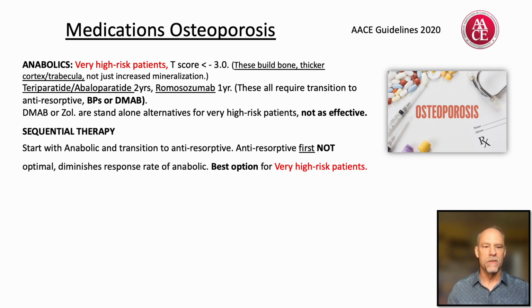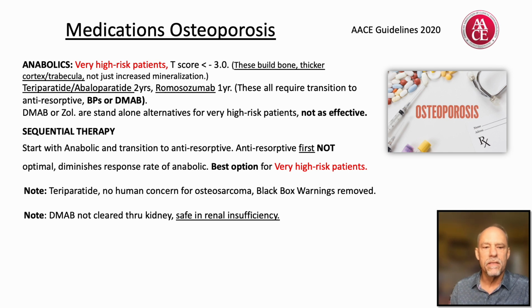Sequential therapy. Say a patient has this high risk, worse than negative 3, then you want to start with an anabolic. Because if you give the anti-resorptive first, like some of the insurance companies want us to do, try the less expensive bisphosphonate oral or otherwise, it will diminish the benefit of the anabolic. So the best option is to use the anabolic first for very high-risk patients. That's sequential therapy.